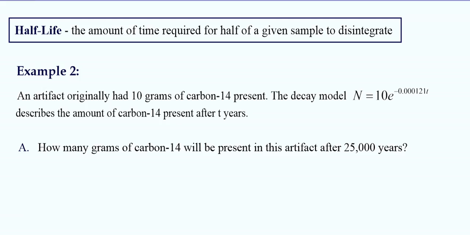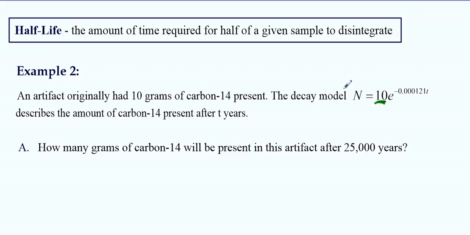So now we're going to look at some half-life. This is similar to what's used for carbon dating and stuff like that. This problem is kind of like figuring out how old something is based off of how much carbon's left. That's how scientists carbon date, to figure out how old something is, an artifact or bones or whatever. So if an artifact originally had 10 grams of carbon in it, here's the decay model.